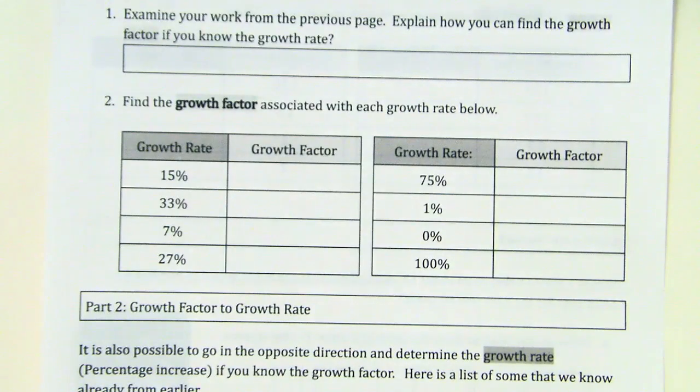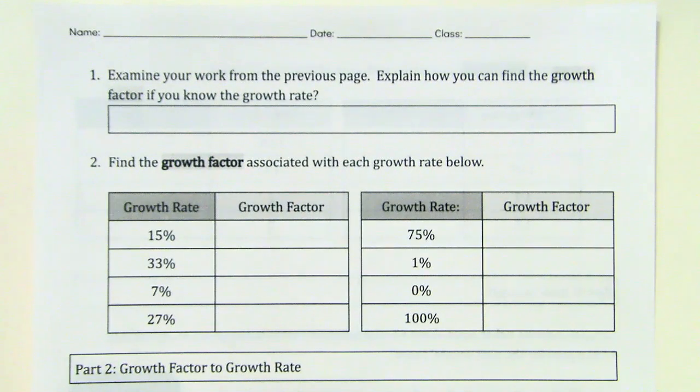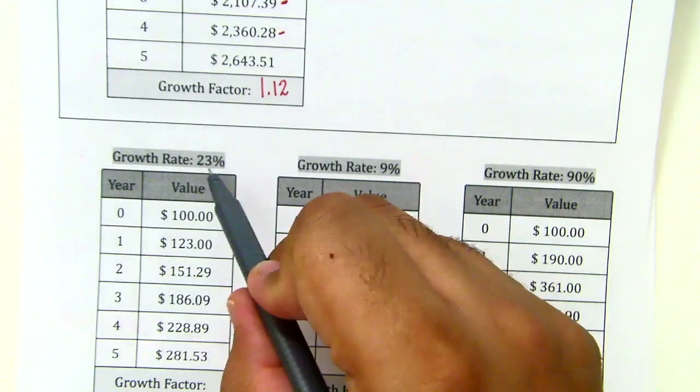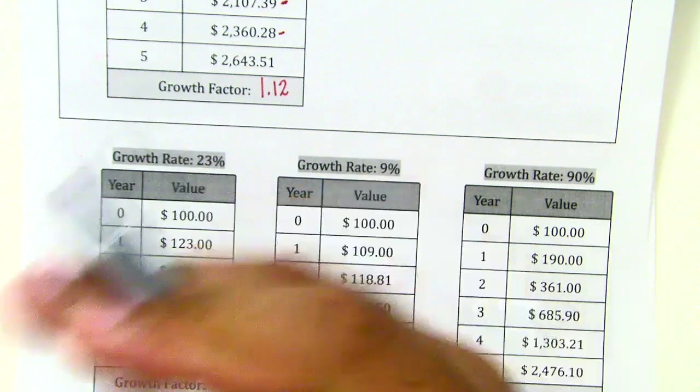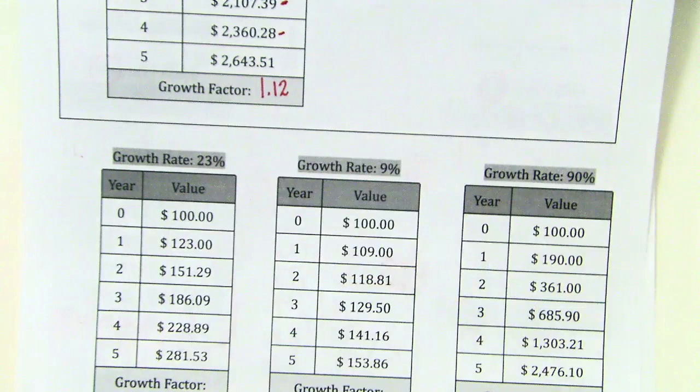Now, once you've done that, you're going to answer this question here. It says, examine your work from the previous page, explain how you can find the growth factor if you know the growth rate. So in your own words, I'm not going to tell you how to do this, right? Based on what you see here, if you know the growth rate is 23%, what should the growth factor be even if you didn't have a table? How could you figure that out?